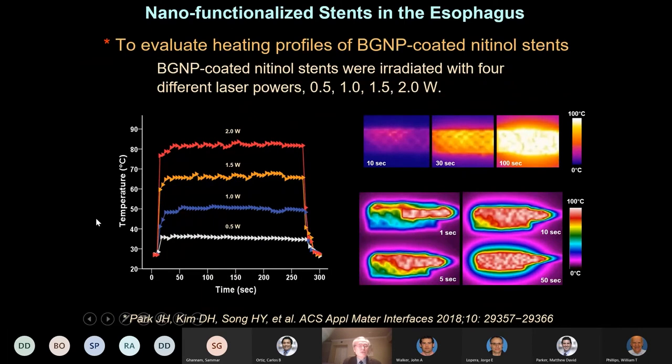Here you can see, to evaluate the heating profiles of the branched gold nanoparticle coated nitinol stent, the coated stent was irradiated with 4 different laser powers, starting from 0.5 watt to 2.0 watt. Here you can see a proportional temperature increase according to the laser powers. And also here you can see a uniform temperature increase of the entire stent.